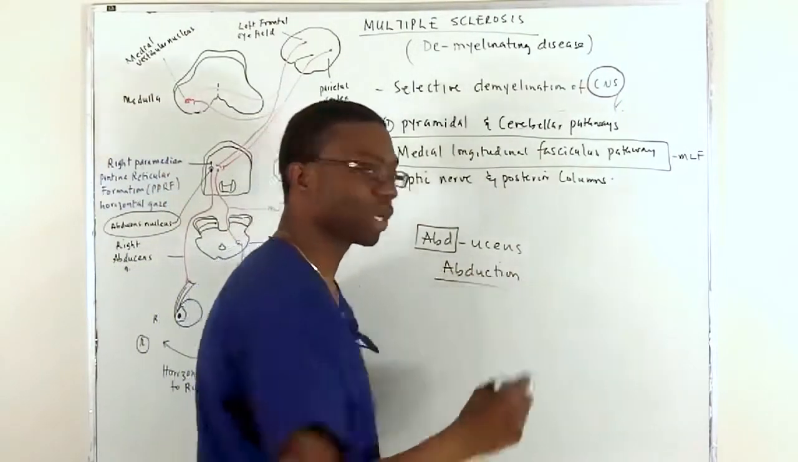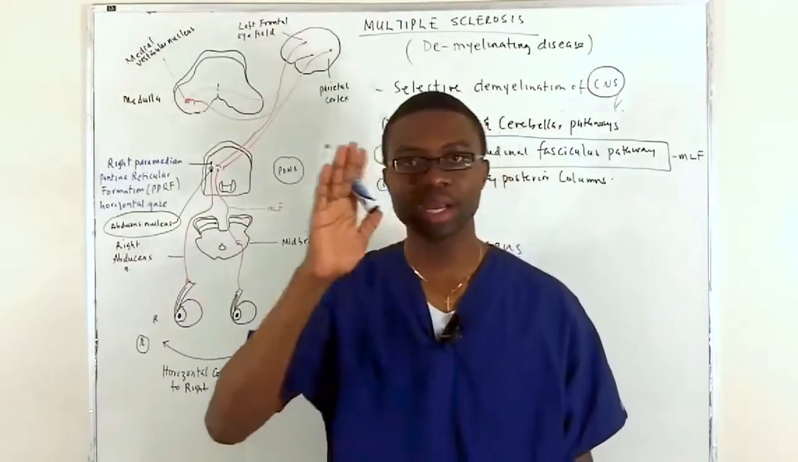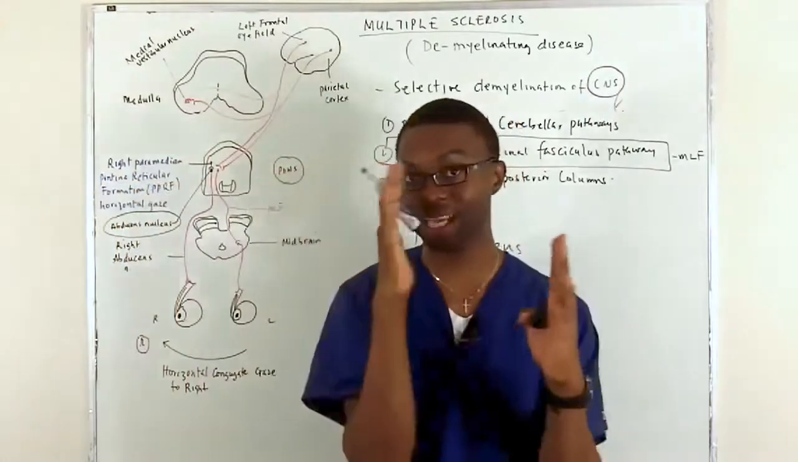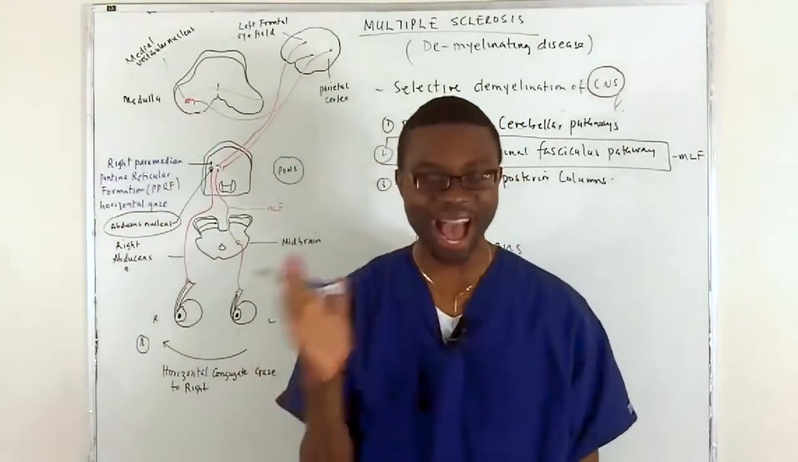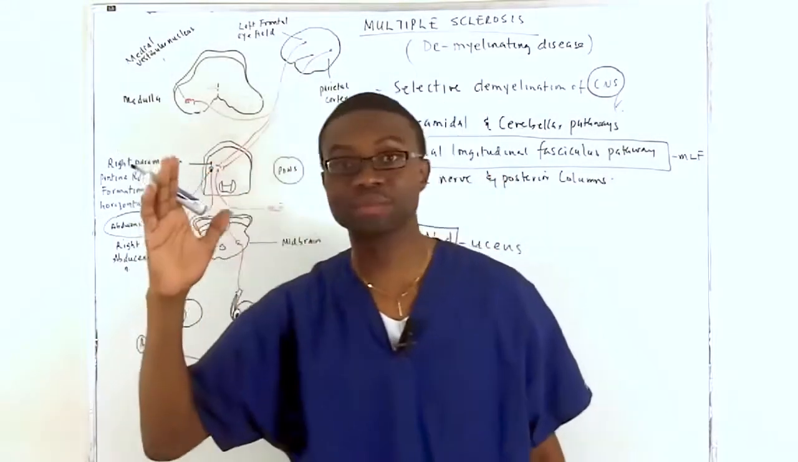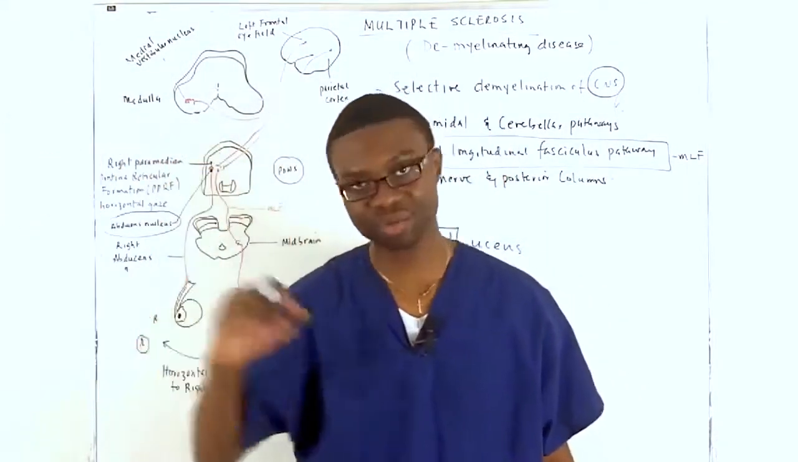Abduction. When my eye abducts, what does it do? It goes to this side. It basically goes to the lateral side. When I adduct, I add to the middle. So if I say adduction, I'm adding to the middle. If I'm abducting, I'm subtracting from the middle, or I'm moving to the lateral side.